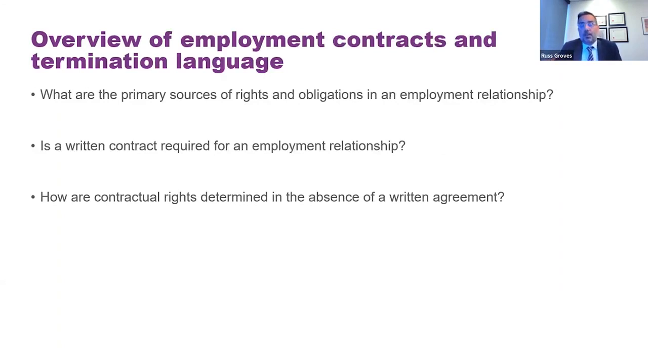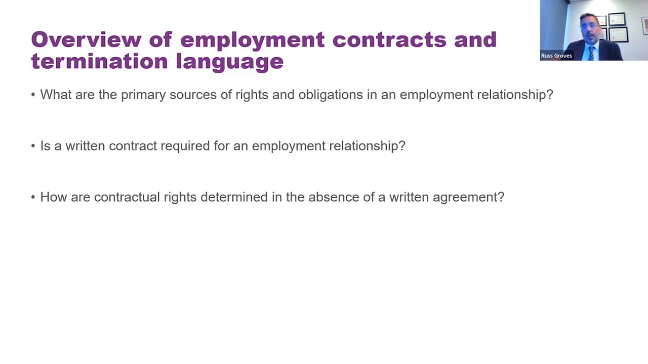So let's start with a basic question. Why are termination provisions in employment contracts so important? There are two primary sources of liability in the employment relationship. The first is statute, which we're all familiar with in our various jurisdictions. In Ontario, it's the Ontario Employment Standards Act 2000. The second source is the contract of employment. And whether parties know it or not, they have a contract of employment wherever there's an employment relationship. That employment contract can be either written in a format that we're all familiar with or unwritten.